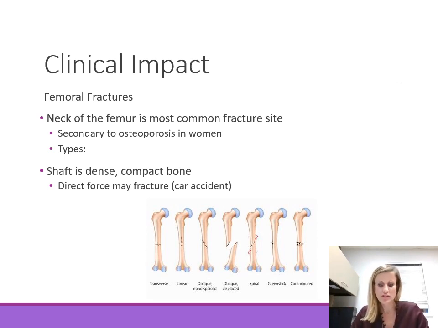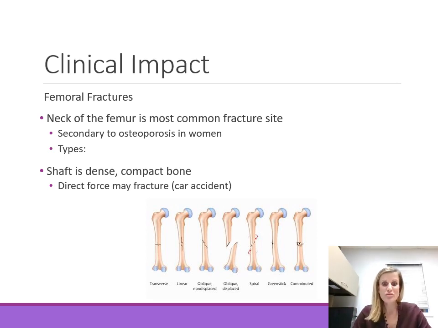This is especially common, or most common, secondary to osteoporosis in women. With osteoporosis, there's a loss of bone mass, so a loss of bone strength. And in severe osteoporosis, even a little stumble, a little fall, a low impact fall can fracture the neck of the femur. The neck of the femur, or really the proximal end of the femur, can be fractured in numerous different locations. We'll look at those on the next slide.